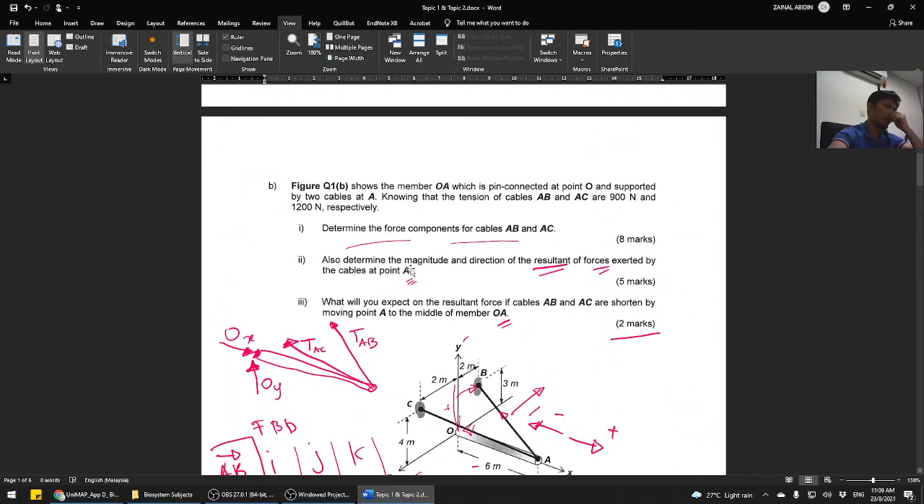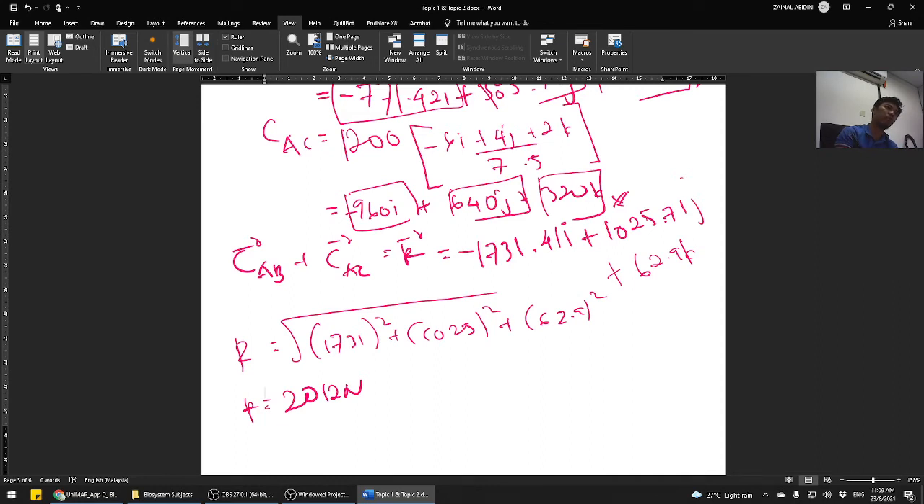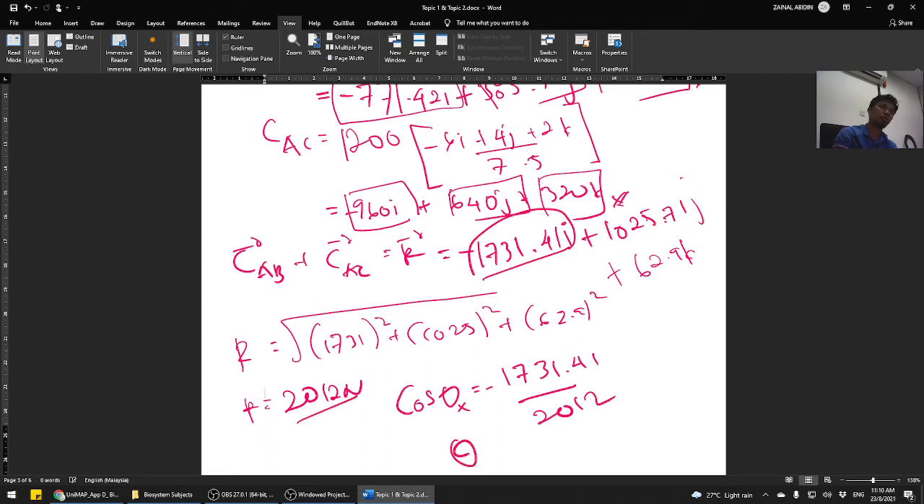If you go back to the question, you got only magnitude, and the direction you have to use all that component direction. For example, you have this in I component, right? So you use cos theta for x direction, use minus 1731.41 divided by 2012. Take it from here and divide by resultant. So you got theta x in 30.69 degree. Okay, you can solve for theta y. Here I'm giving you the answer, I'm not pressing yet. So you have to use these values, 1025 divided by 2012 Newton. So you inverse tangent of that answer. So you got some degree there.